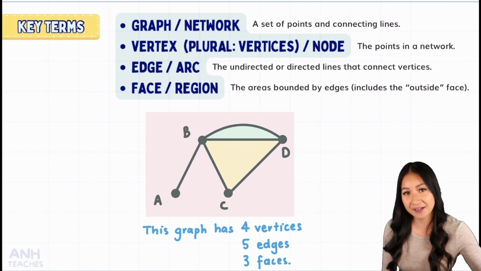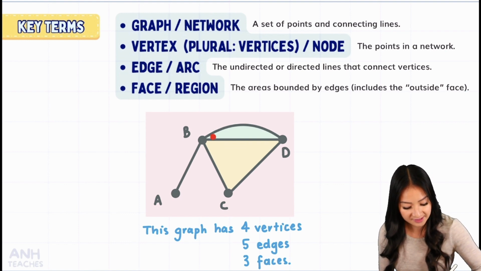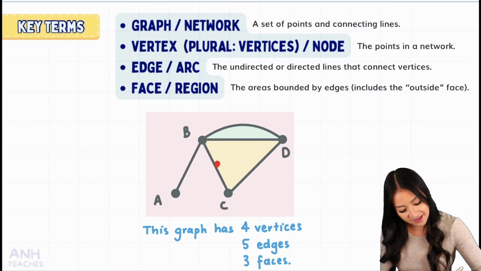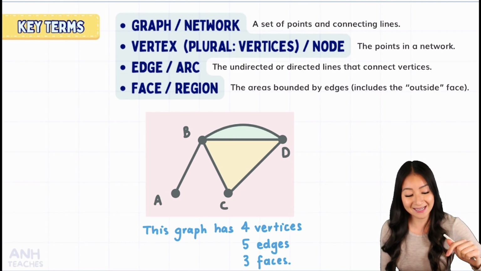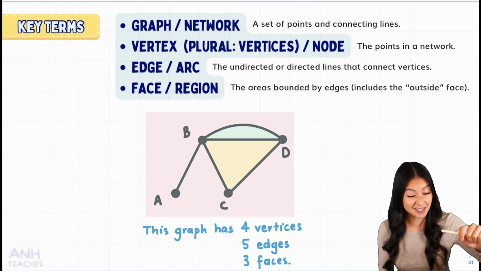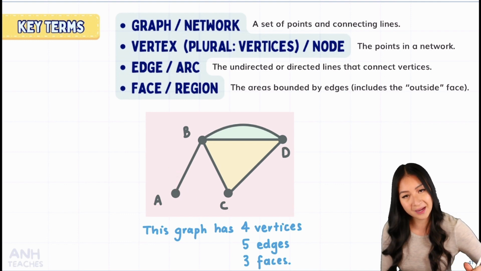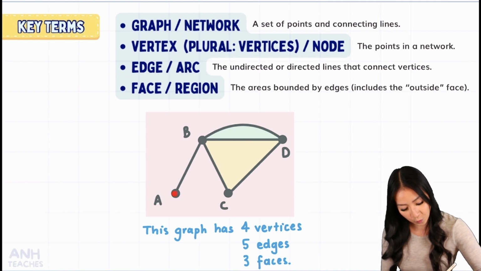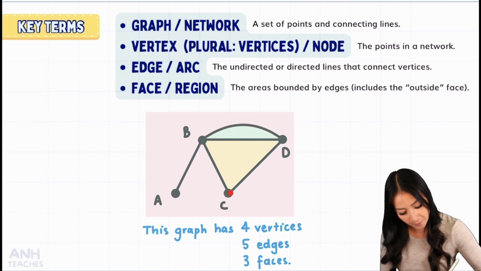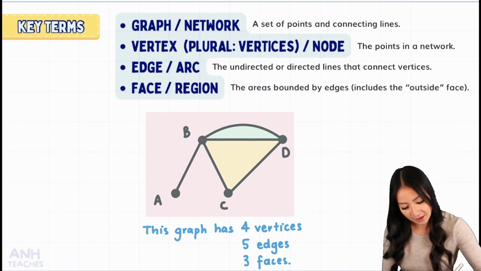Okay, next we have faces or regions of a graph. And these are just areas that are bounded by edges. So on my graph here, you can see this area in green, that is one face. I have another face here in yellow. And then something that we need to keep in mind is that we need to include the outside face, so this area here in pink, as another face.